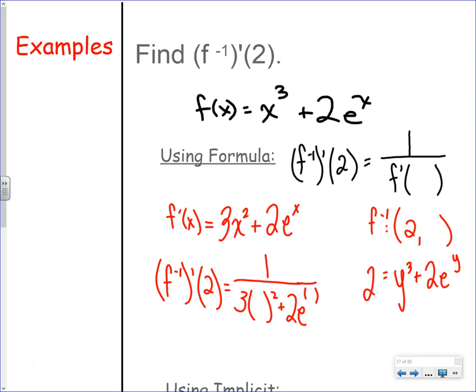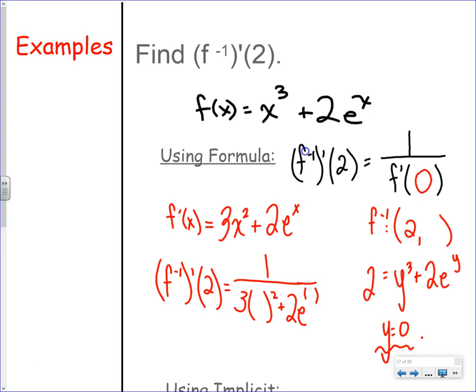Oh, I have to get y by itself? No, seniors, help me out. Try plugging in. Trial and error. 0. I'm serious. 0. Does 0 work? 0 cubed is 0 plus what's e to the 0? 1. What's 1 over 2? So therefore, y equals 0.